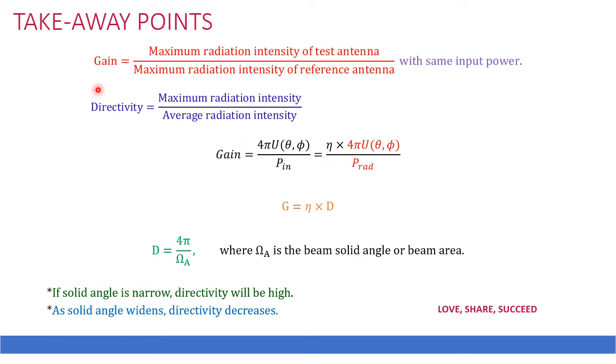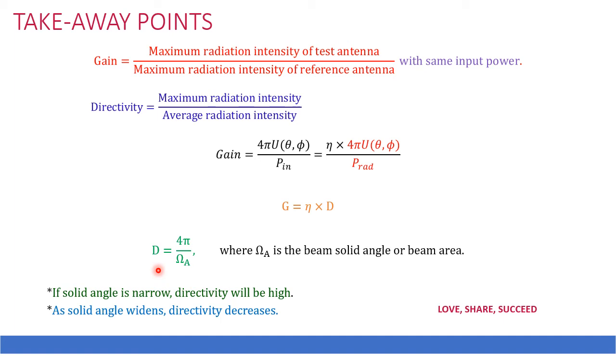Now let's look at a few takeaway points from this video. Gain is the ratio of the maximum radiation intensity of a test antenna to the maximum radiation intensity of a reference antenna, provided both antennas are given the same input power, whereas directivity is the maximum radiation intensity to the average radiation intensity. Gain and directivity are directly proportional. That means if directivity is high, gain is also high. Gain is a practical quantity that takes into account all the losses, whereas directivity is more like an ideal quantity. It doesn't look into the losses that happen in the antenna transmission.